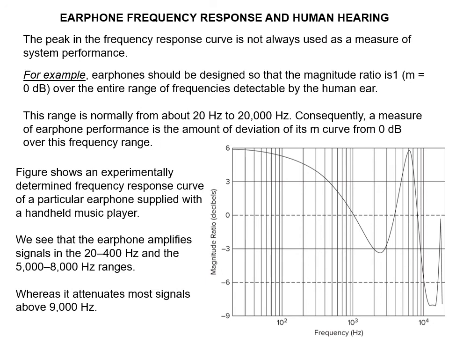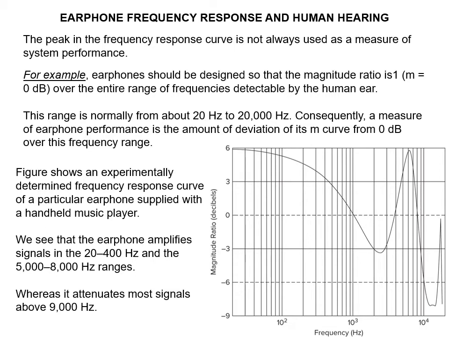These frequency response curves are not necessarily always used as a measure of system performance. In this case, we're using earphone frequency response and human hearing on the curve. For example, we have some headphones designed so that the magnitude ratio is 1, or M is equal to 0 dB, over the entire range of frequencies detectable by the human ear. 20 hertz to 20,000 hertz is the typical range that we can hear. Consequently, a measure of headphone performance is the amount of deviation away from its M curve, so from 0 dB, over this frequency range.